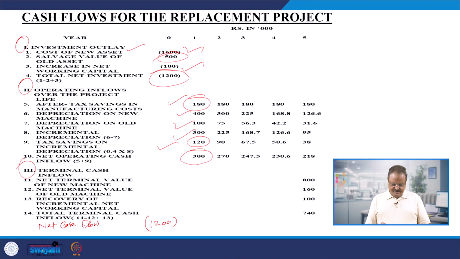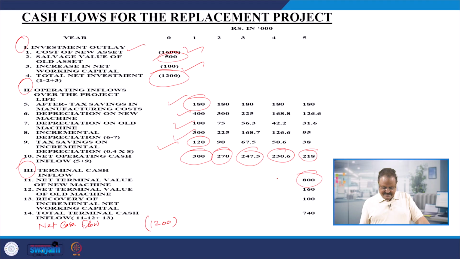And similarly for the following years it is going to be 270, 247.5, 230.6 and 218. And lastly we'll have to calculate the terminal cash flows. So when you terminate the project, against this investment of 1600,000, we will be having the terminal value on account of the fixed assets.